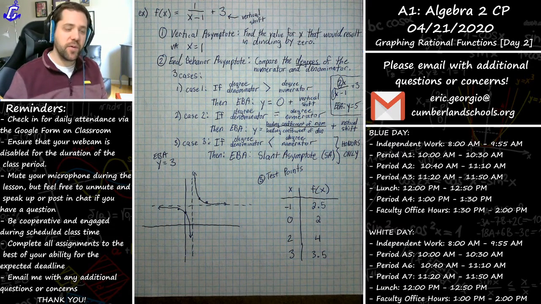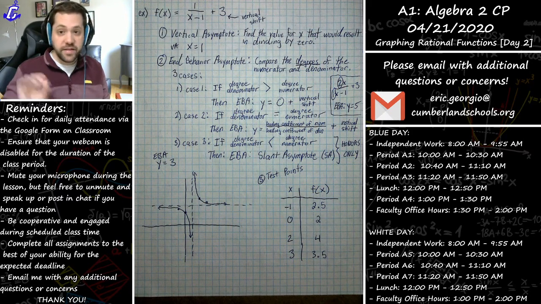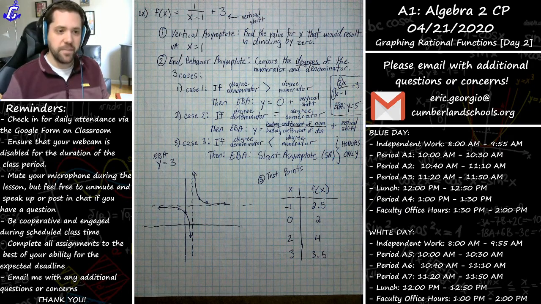Couple reminders before we get started. First thing is, as usual, make sure you fill out that quick attendance form on Google Classroom. It just takes a couple seconds. It's the same one we've been using all along, just to mark that you are present for the day. It's especially important considering it's first period.